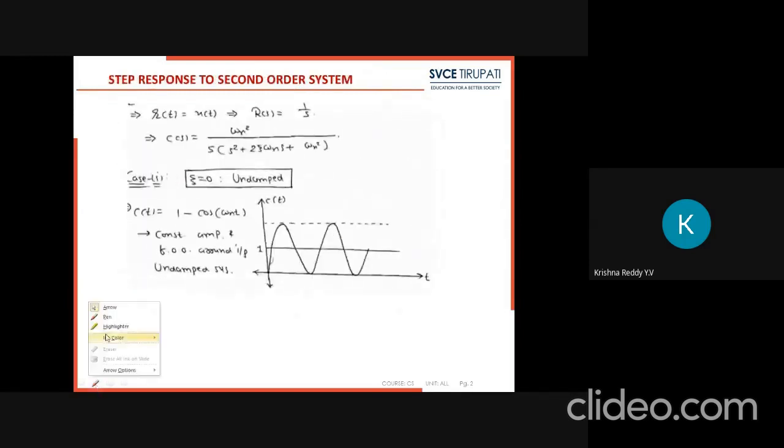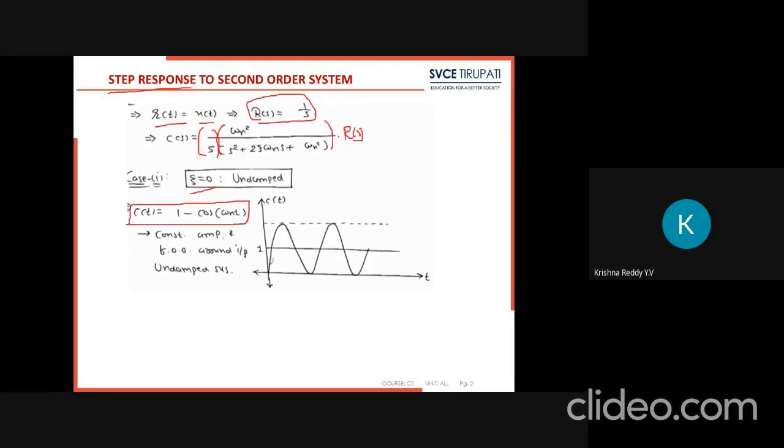When the second order system is subjected to the step input, r of t is u of t, and R of s equals 1 by s. C of s equals its transfer function into R of s, where R of s is 1 by s. That's why we get the extra s. When zeta equals 0, the time response is 1 minus cos omega n t. When plotting the graph, we get this curve.